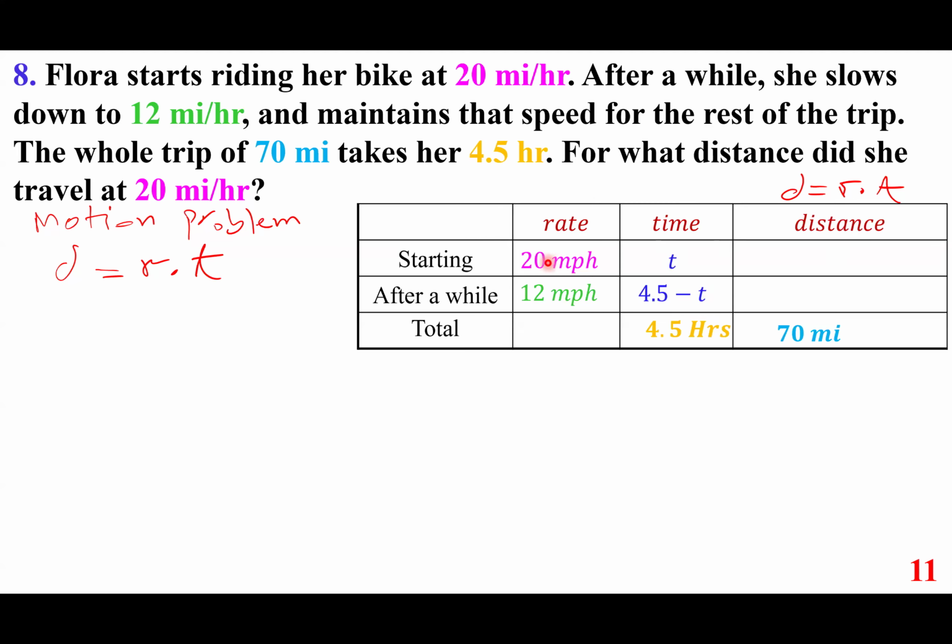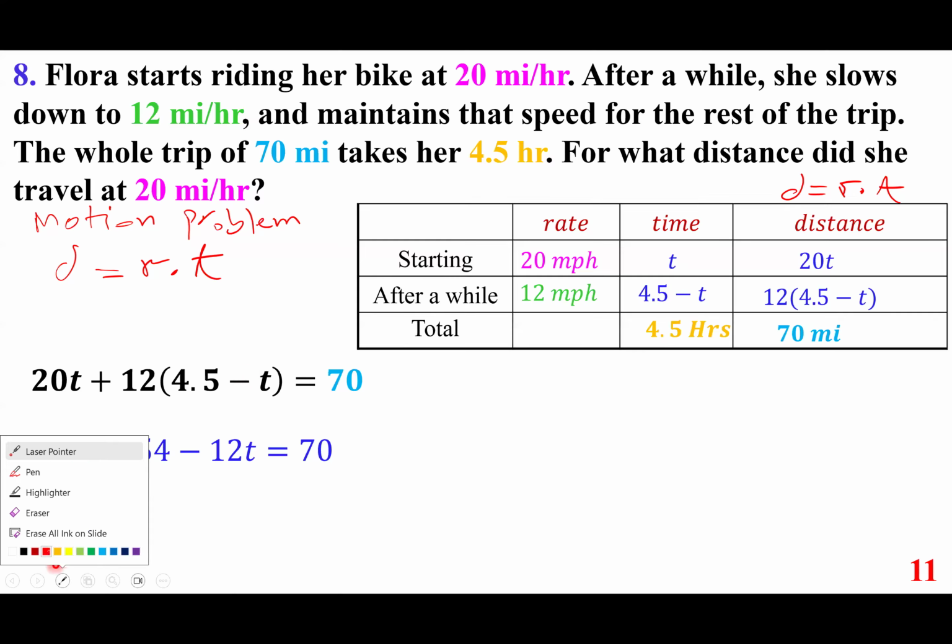What do we cover here? 20 times T. What do we cover here? 12 times 4.5 minus T. And when we add them up, what do we cover? The total distance of 70 miles. Okay. So we're going to distribute: 20T remains, 12 times 4.5 is 54, minus 12T.